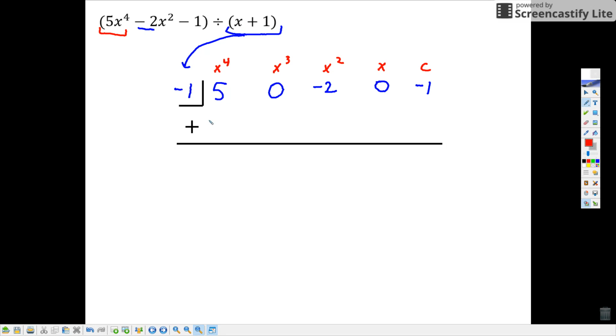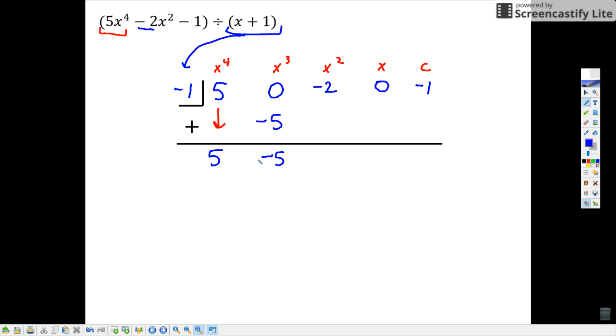And then we go through the steps. First thing you do is drop down the 5. And then we multiply 5 times -1, which is -5. That's how we get that side number. Then we add straight down. 0 plus -5 is -5.